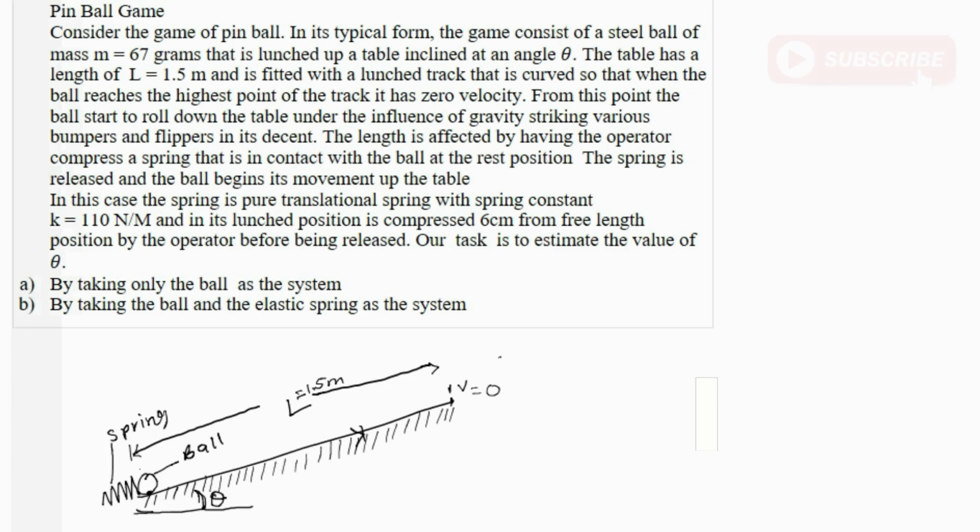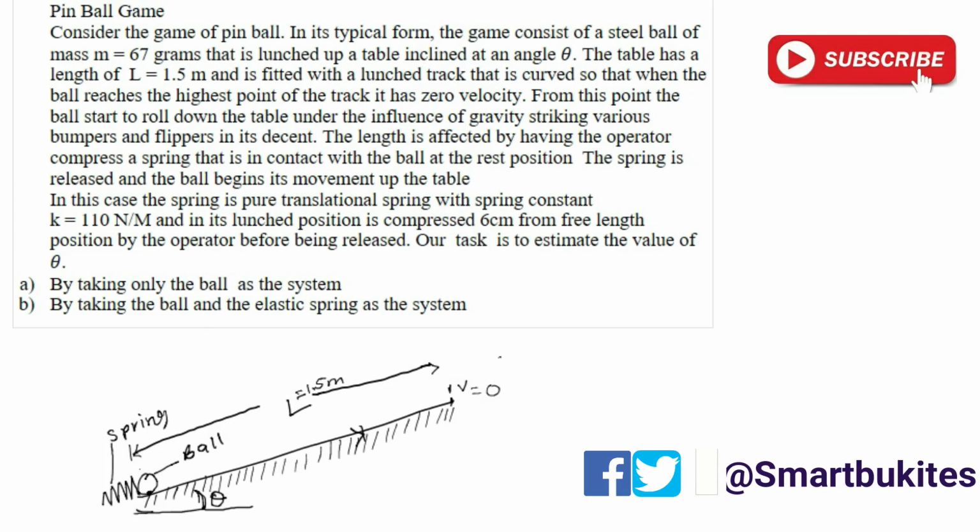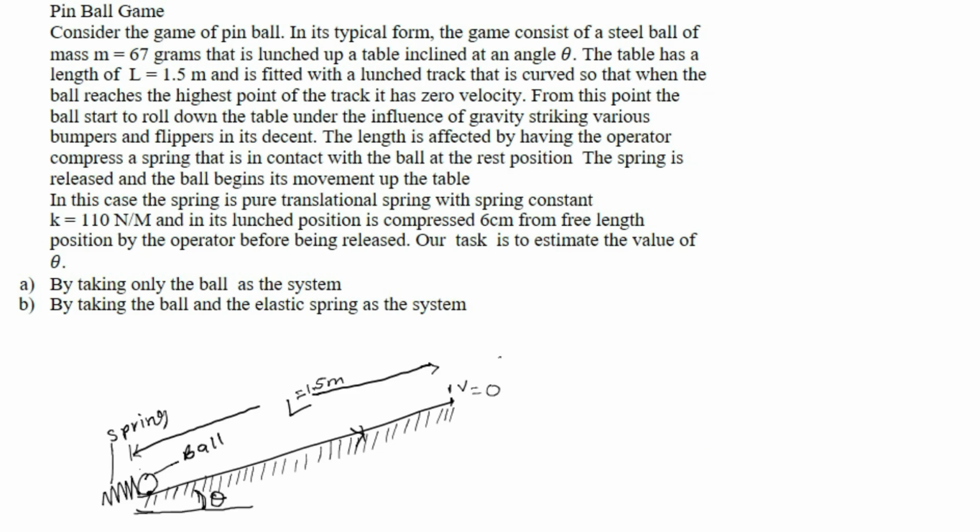We are going to solve this question, and it says consider the game pinball. In its typical form, the game consists of a steel ball of 67 grams mass that is launched up a table inclined at an angle theta. So you can see theta here. The table has a length of 1.5 meters and is fitted with a launch track that is curved so that when the ball reaches the highest point of the track, it has zero velocity. So here we have velocity equals 0 at the highest position.